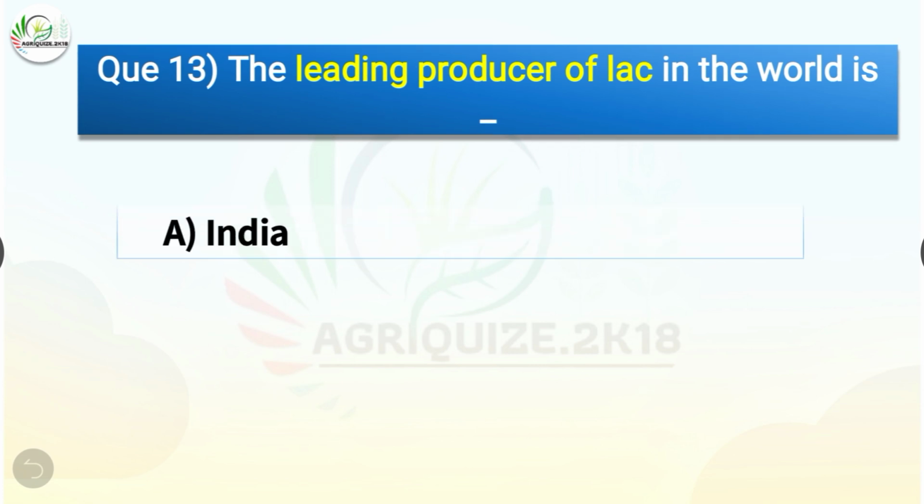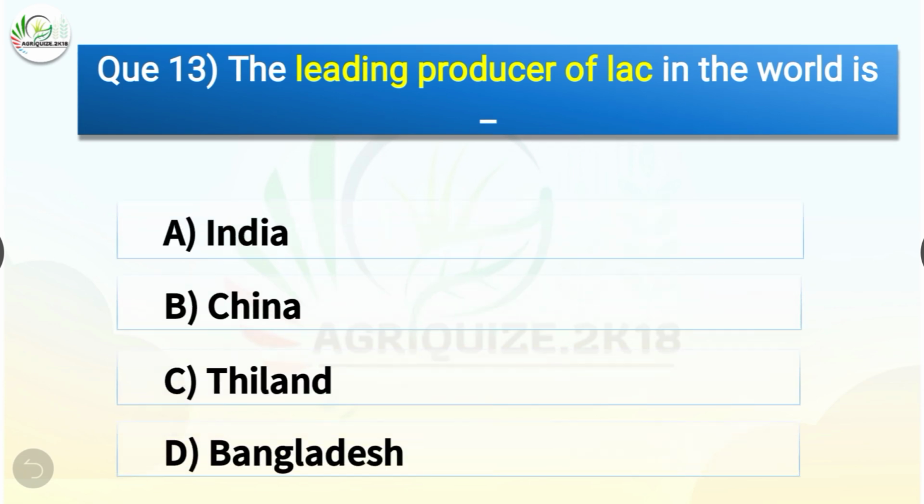Question number 13. The leading producer of lac in the world is. The options are India, China, Thailand, or Bangladesh. The correct answer is option A, India. So the leading producer of lac in the world is India. Lac is a resinous secretion obtained from the body of a hemipterous insect, Laccifer lacca. India is the leading lac producing country in the world, followed by Thailand and Indonesia. Minor quantities are also produced in China, Myanmar, and Cambodia.